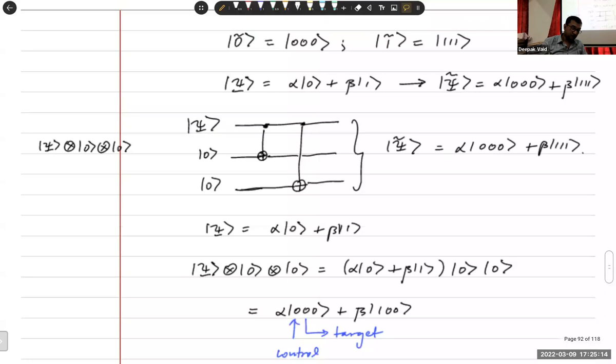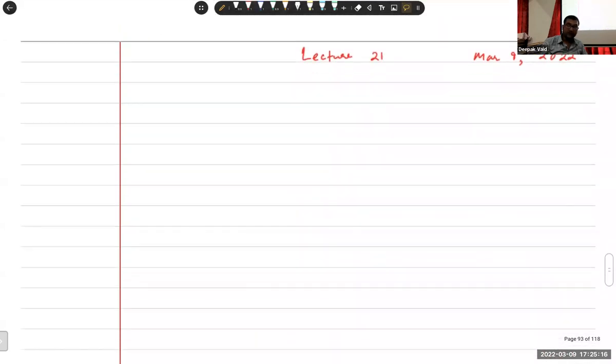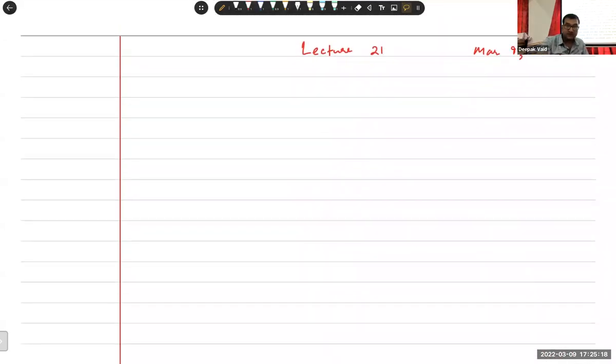So what is the process? Now let me go to, so this is, let's see, right? So then we also talked about how to encode this logical qubit in these physical qubits, right? This is your circuit.